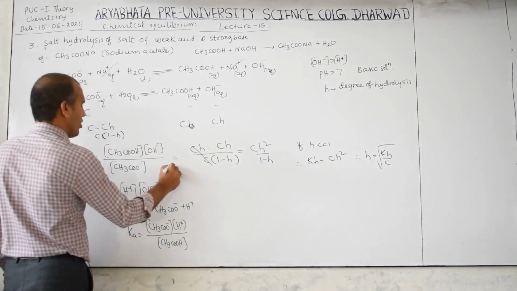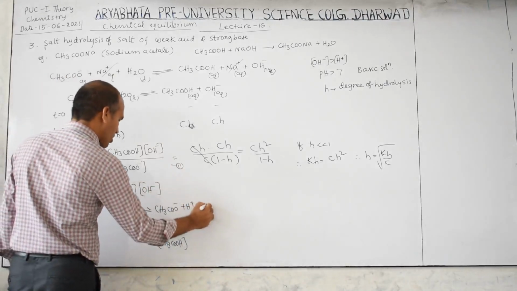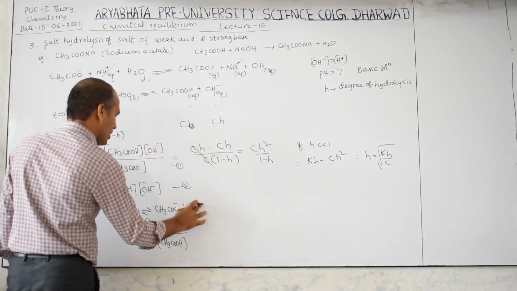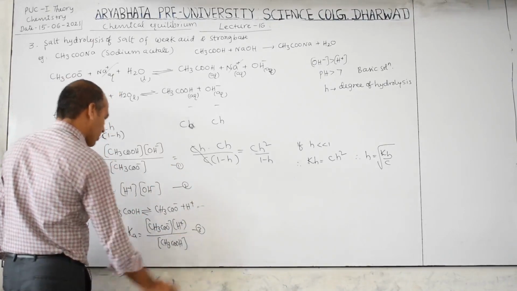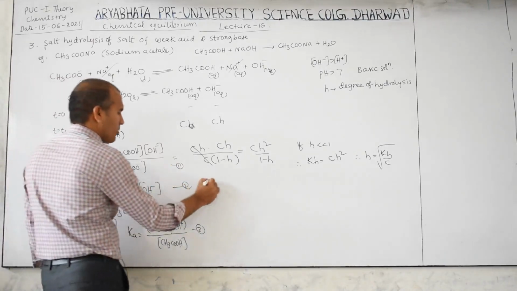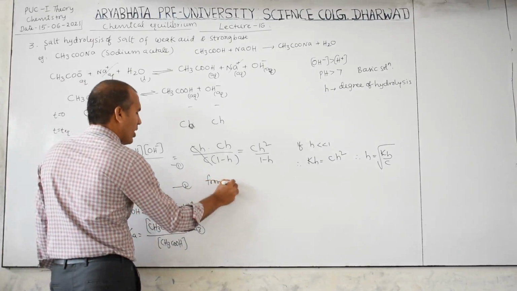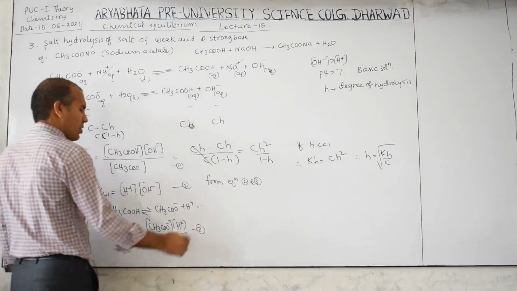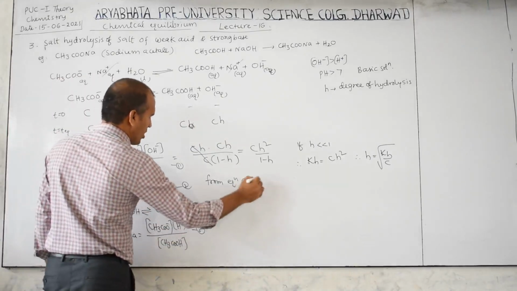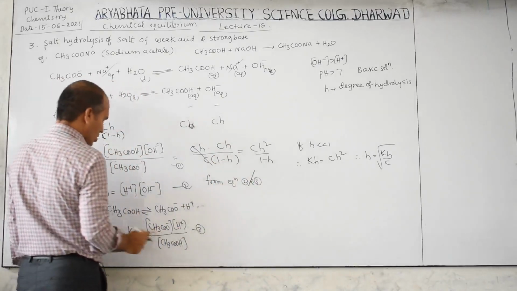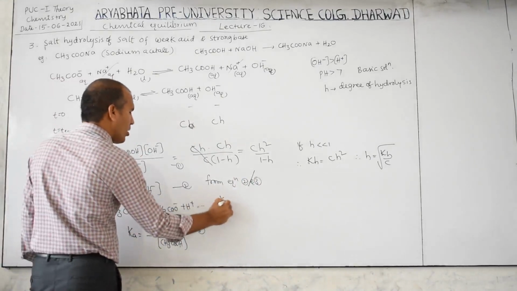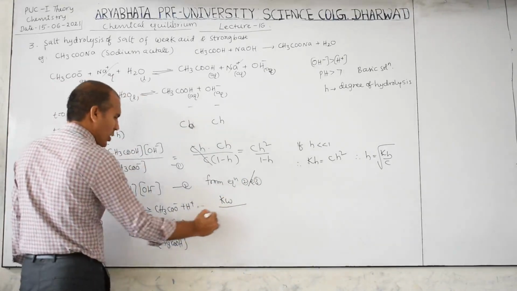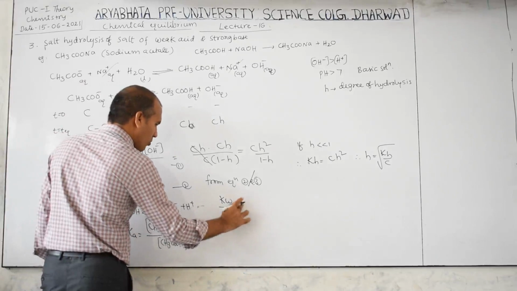Now this is equation 1, this is equation 2, this is equation 3. Now from equation 2 and 3, what will we write? It means 2 by 3 we can also write. Then equation 2 is Kw, denominator Ka, that is the left side of the equal sign.